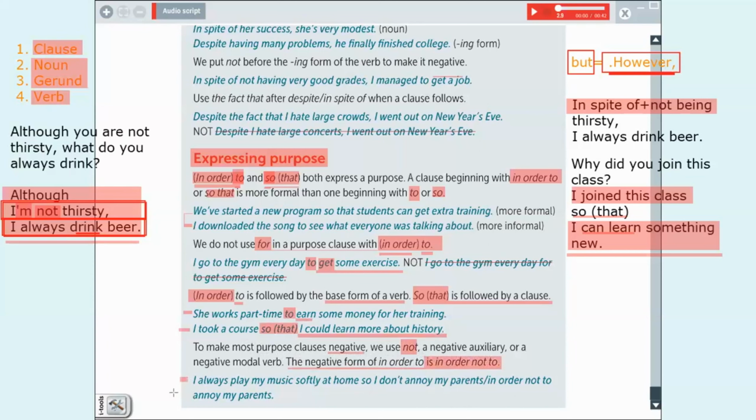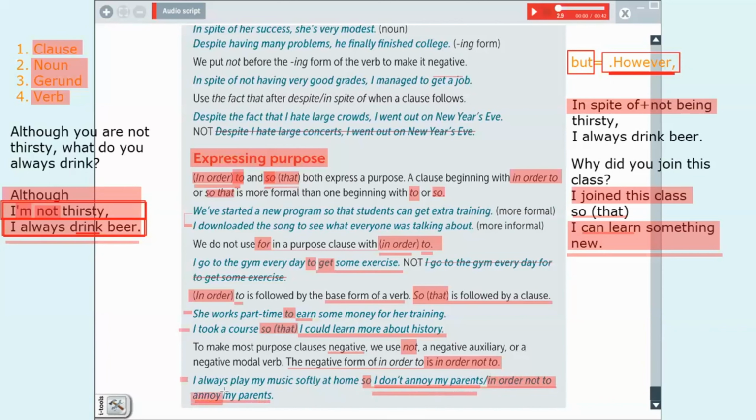Please finish with this last example. I always play my music softly at home, so I don't annoy my parents. In order not to... what is the pronunciation of "annoy"? Okay, so I don't annoy my parents, in order not to annoy my parents. Yeah, so you have two possibilities: so I don't annoy my parents, or in order not to annoy my parents.